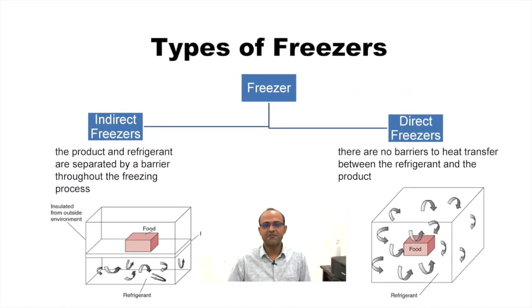What are the devices available for freezing? Basically there are two categories of devices. One is the indirect freezers, and the second is called the direct. In an indirect freezer, there is a barrier between the cooling medium or the refrigerant and the food. This can be either a plate or some environment, which is the mode by which the cooling effect is transferred to the food. The second category is the direct freezer, where there is no barrier to heat transfer between the refrigerant and the product.